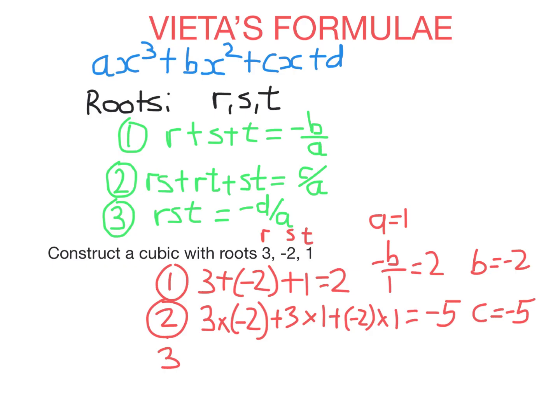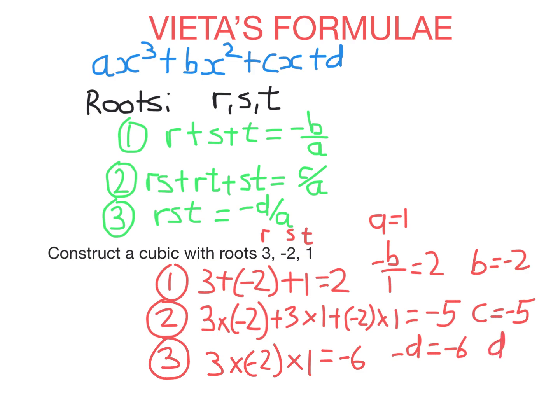And for the last one, this tells us about the product of the 3 roots. Well, the product of these 3 roots, 3 times -2 times 1, is equal to -6. So -d over a, well, a is just 1, is -6. So that means d equals +6. So the cubic that has these roots is just ax cubed plus bx squared plus cx plus d. This cubic here will have these 3 roots.